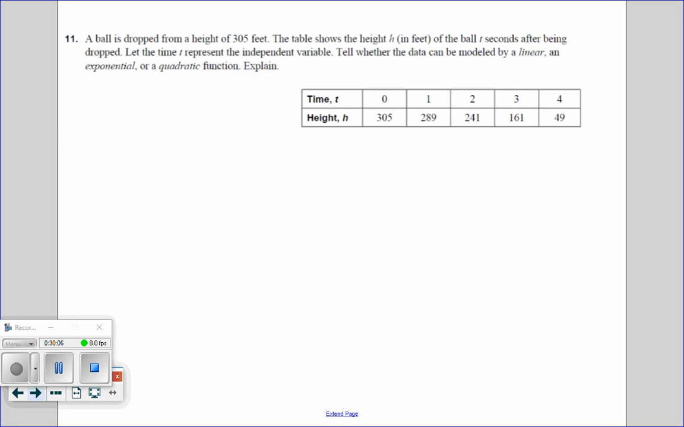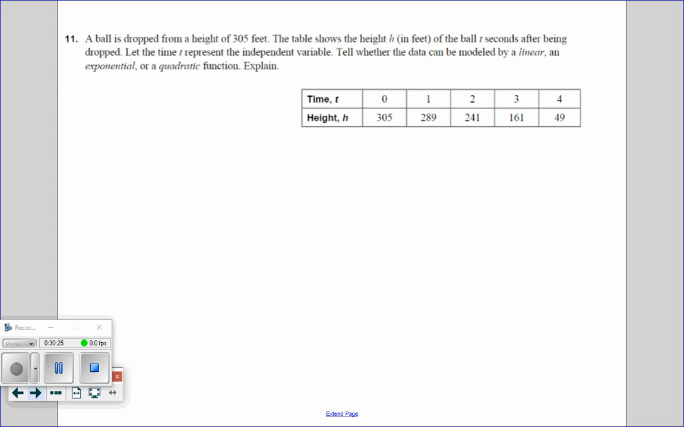Last one. A ball is dropped from a height of 305 feet. The table shows the height of the ball t seconds after being dropped. Let the time, t, represent the independent variable. Tell whether the data can be modeled by a linear, exponential, or quadratic function. And then, of course, explain, just make sure you show your work.